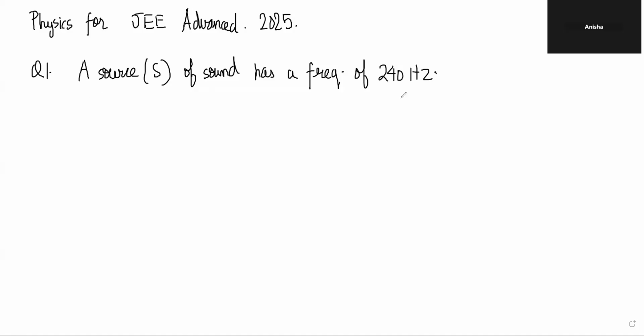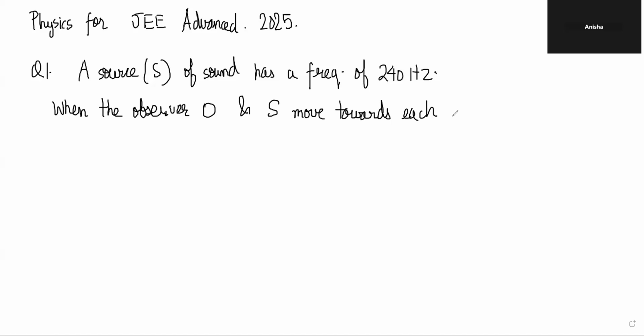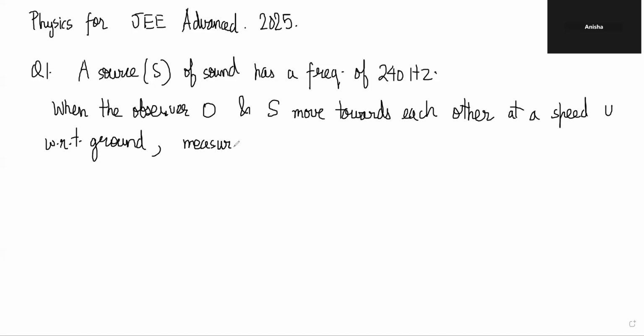Here, a source of sound has a frequency of 240 hertz. When the observer O and source move towards each other at a speed v with respect to ground, the measured frequency by observer O is 288 hertz.